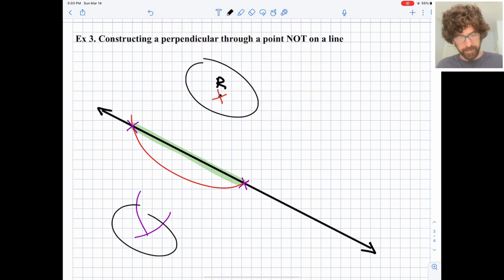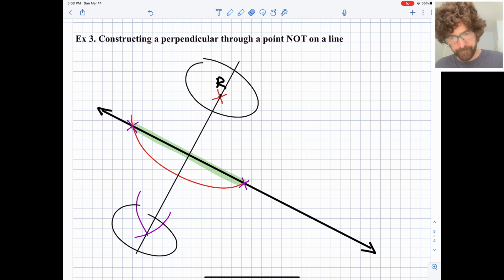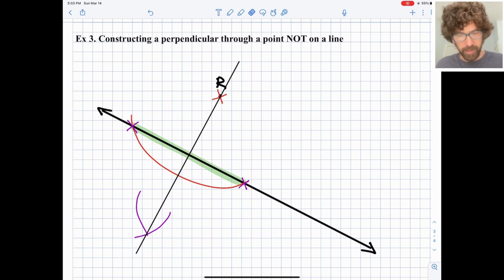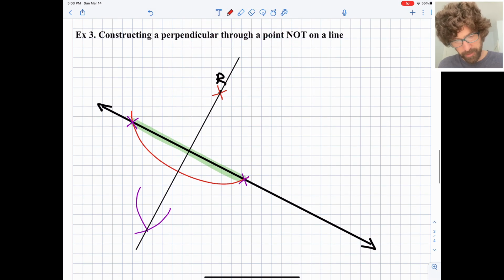2 points to connect. Okay, pull out your straight edge. Let's connect our 2 points. And we have just constructed a perpendicular. This line should be perpendicular to the given line.